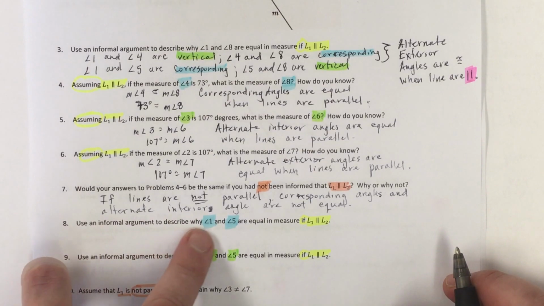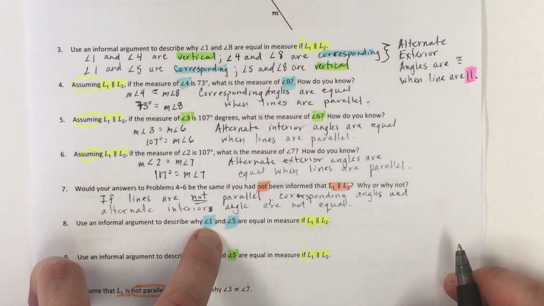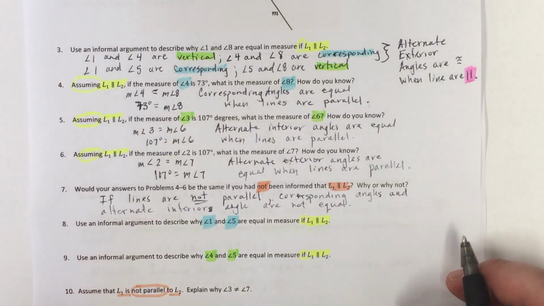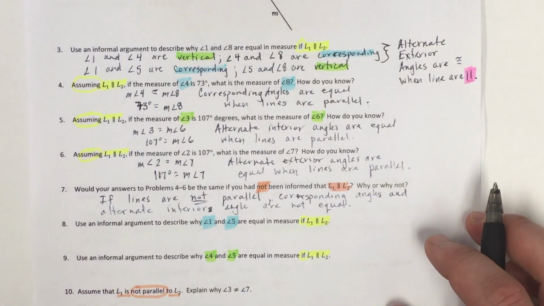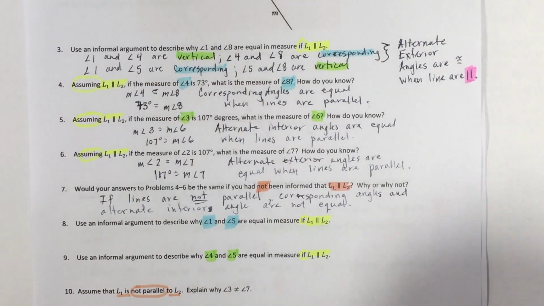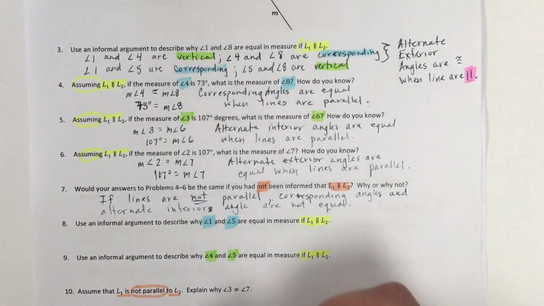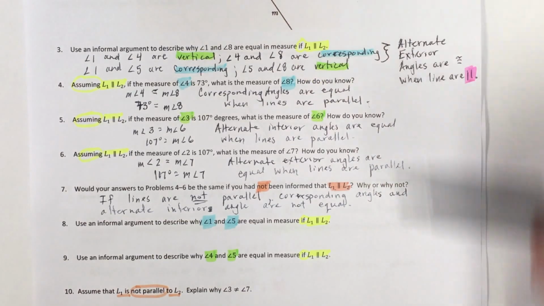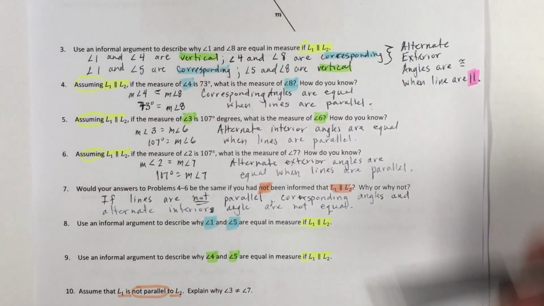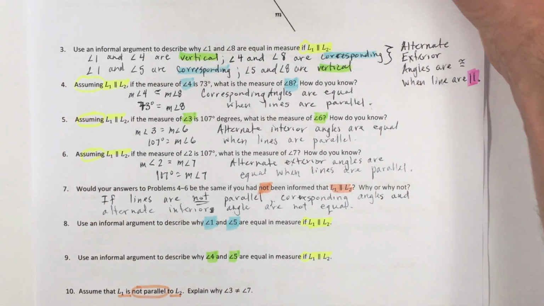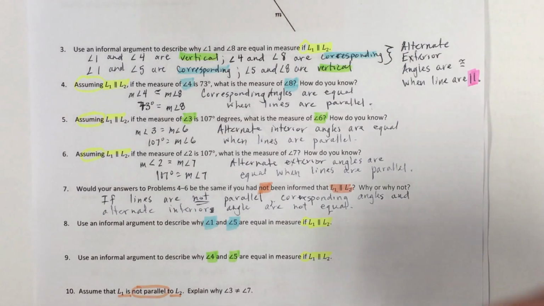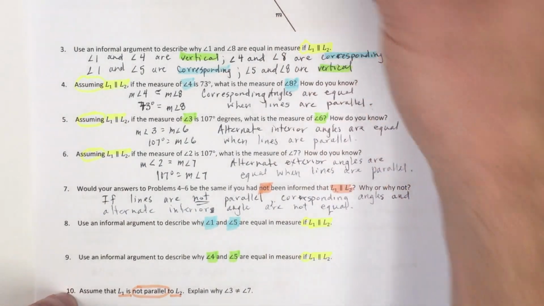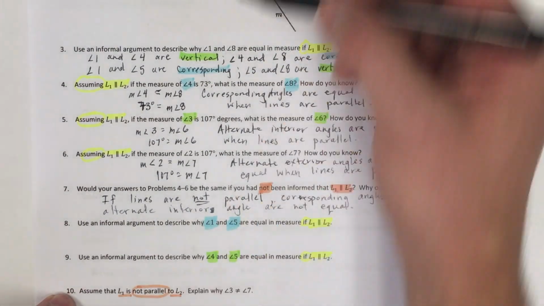Use an informal argument to describe why 1 and 5, notice I highlighted them in blue because they're corresponding angles, are equal in measure. We'll get more into this formality next unit where we talk about transformations, but essentially what I can do is, again, cut between the two parallel lines, and I can translate down 1 on top of 5, and translations preserve measure, and therefore 1 and 5 will be exactly the same.